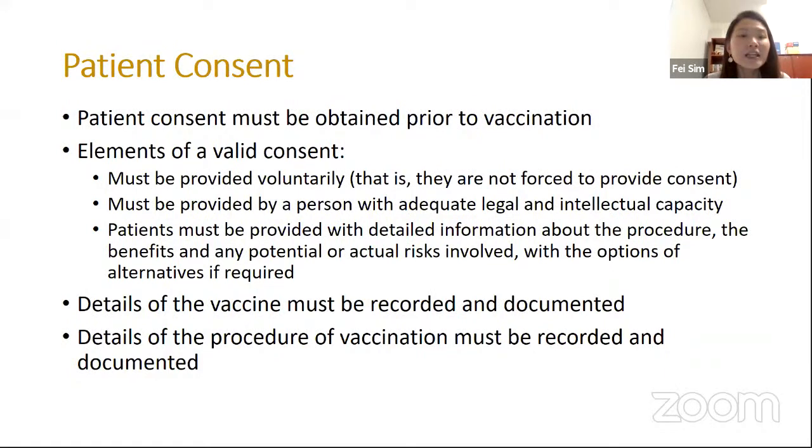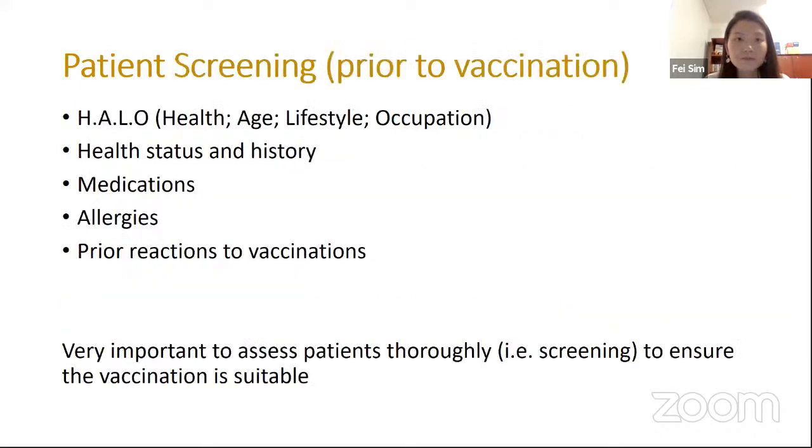So obviously, in terms of consent, the details of the vaccine, including the name of the vaccine, the date, the expiry date of the vaccine, and how you have given it. Is it intramuscular? Is it subcutaneous? What angle did you use when you injected? What part of the muscle in the body did you use? All of these things will need to be recorded and documented on the system. And the entire procedure must also be documented.